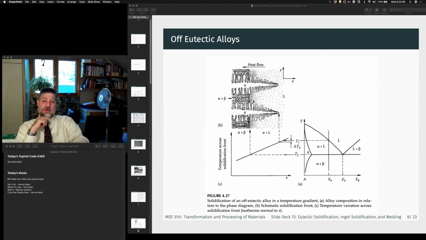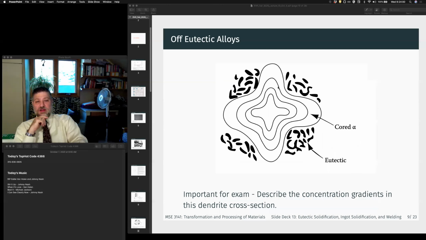All right. And so this is what a lot of castings end up looking like, right? The dendrites themselves exhibit what we call coring, right? So we have composition gradients from the center out, right? And so remember, this is going to get richer in B as we go out. If this is alpha, this is primarily A, we're going to get richer in B as we go out until we get to the eutectic, right? So I'm giving you guys a heads up. It's quite likely that you'll see a question on the exam where you have to think critically about these concentration gradients, right?